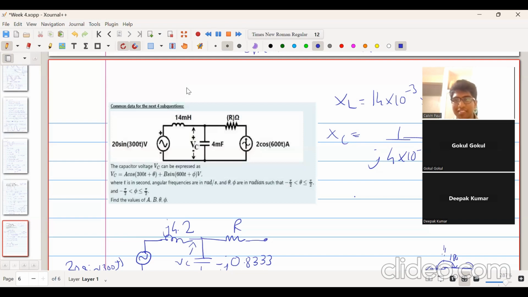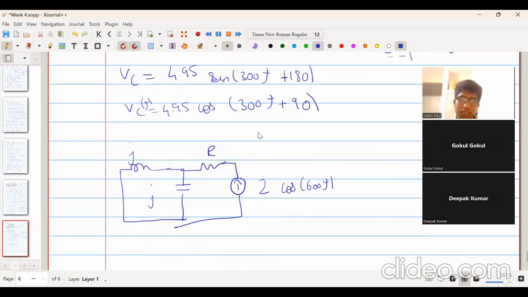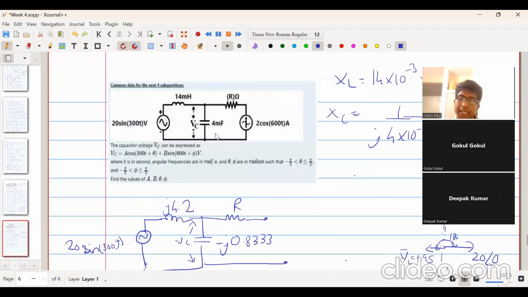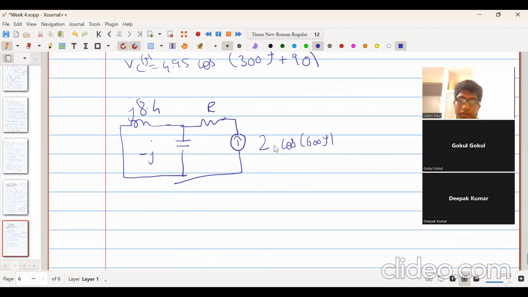Why are you guys making so many mistakes? 14 into 10 to the power minus 3 into 600. How much is that? 8.4. Yeah, j 8.4. And the capacitor will be minus j into 4 millihenry, so it will be 1 upon 4 into 10 to the power minus 3 into 600. That comes out to be minus j 0.41667. Okay, that is the value.